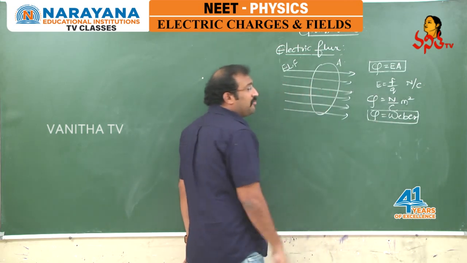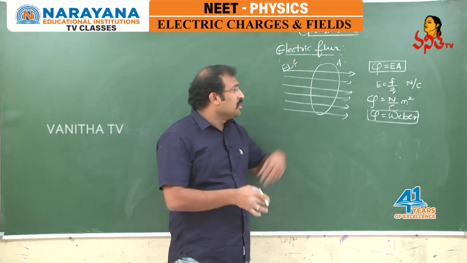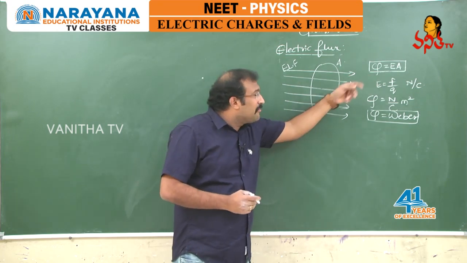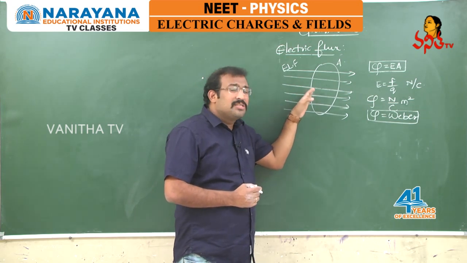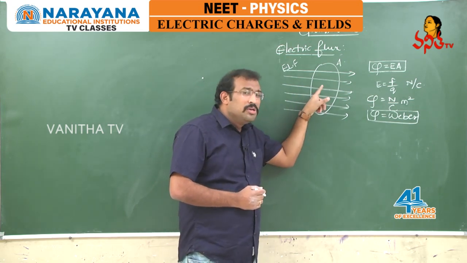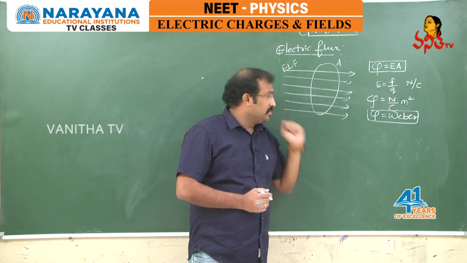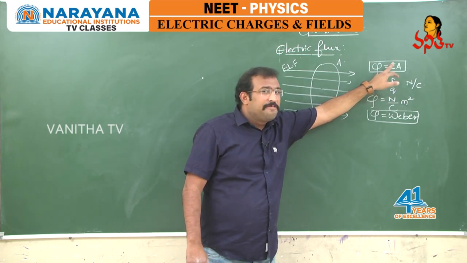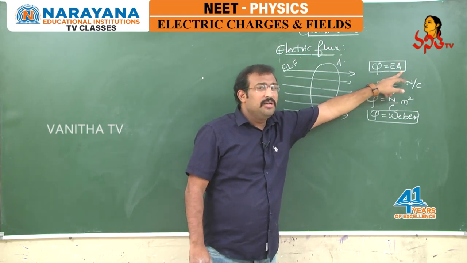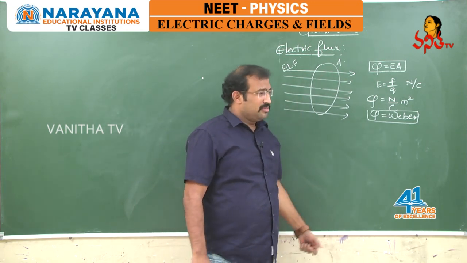So this is the unit of electric flux. Now once again I define what electric flux is. Electric flux is nothing but the number of lines of force passing through a given area of the surface perpendicular to it. The magnitude of the flux is the product of field strength and the area of the given surface. This is how we will see electric flux.